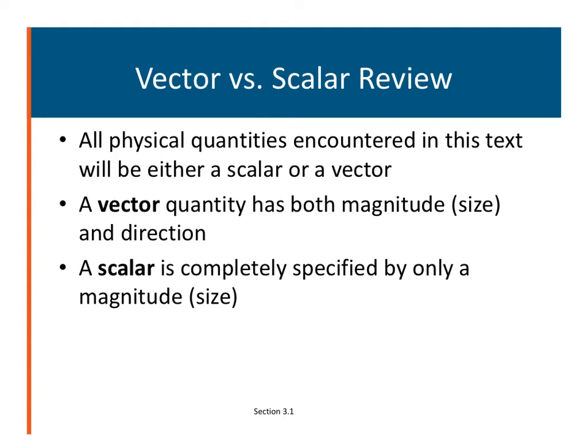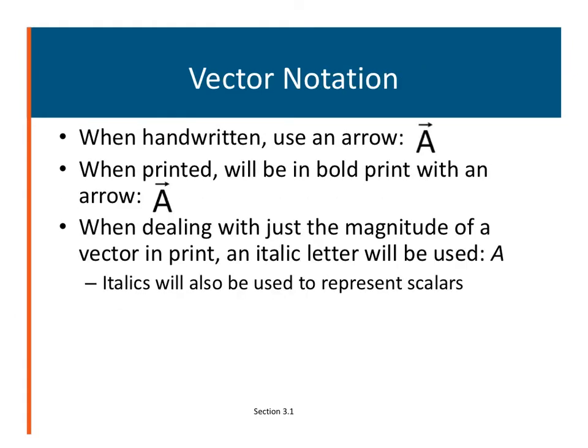So examples of vectors would be displacement, velocity, acceleration. Scalars would be time, distance, speed, and so on and so forth. When we write a vector by handwriting, we're going to put an arrow on top of the letter. So when we write something like a vector A, there's going to be an arrow on top. When it's printed, it'll be bold and have an arrow.